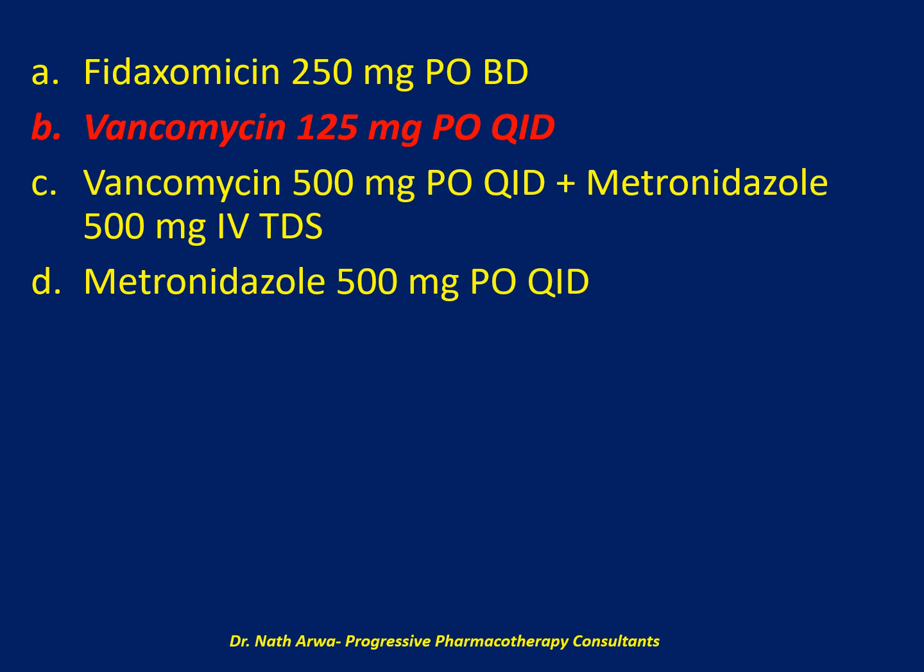Do you know that for this case we require 125 and not 500 milligrams of vancomycin? And at this stage, you do not need to co-administer metronidazole and vancomycin. So that leaves you with B, vancomycin 125 milligrams QID orally as the best choice.